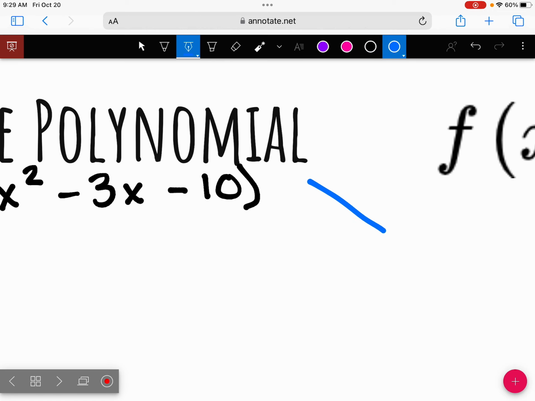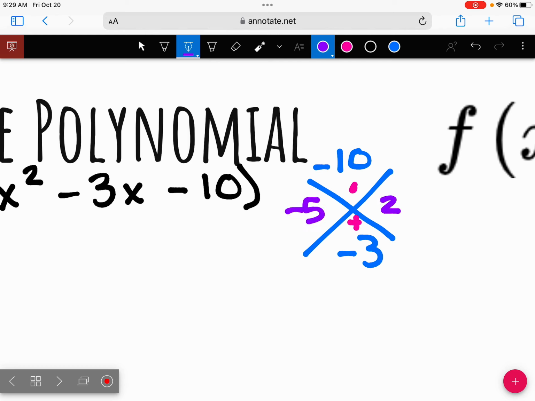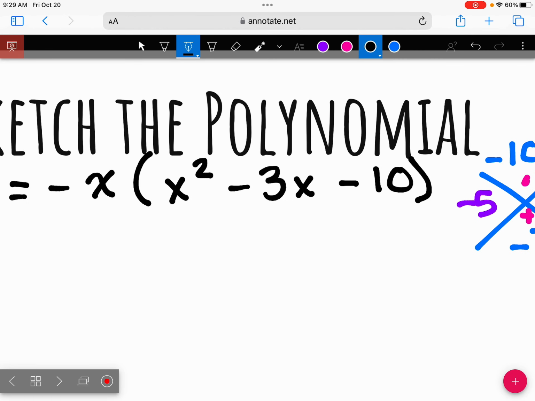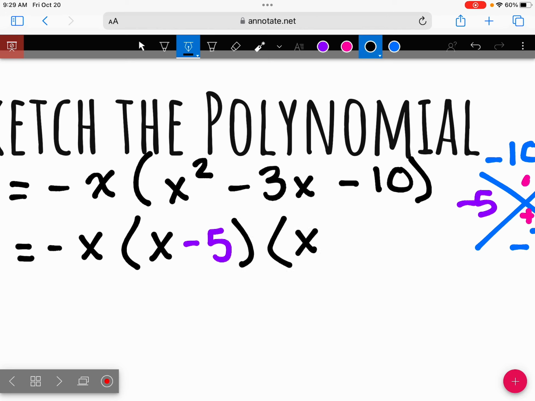Since this is an x squared, we can use our x frame. Minus 10, minus 3. What's my pair of numbers? Multiplies to make negative 10, adds to make negative 3. Negative 5 and 2. So we have our minus x out front, x minus 5, x plus 2. So we're in our factored form.